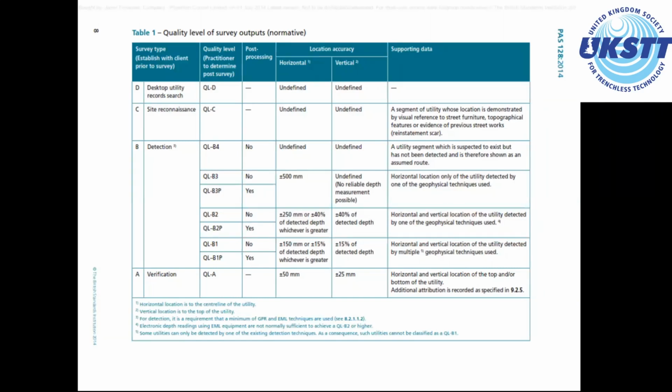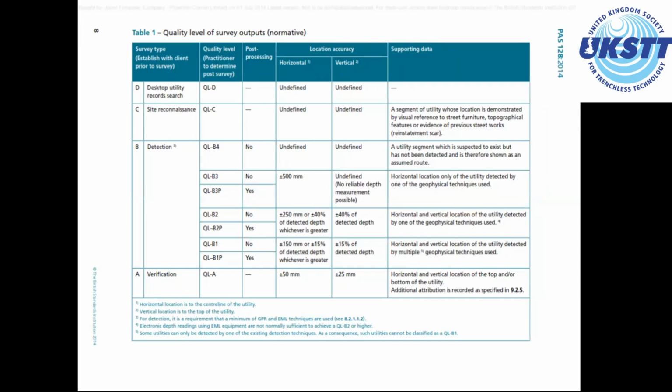Type A, albeit a standalone quality level, as the asset is physically visualized on site, horizontal and vertical location can be applied to the data in the form of a manual measurement or observed with survey instrumentation, with tolerances of 50 millimeters horizontally and 25 millimeters vertically.